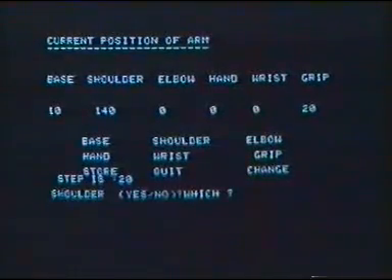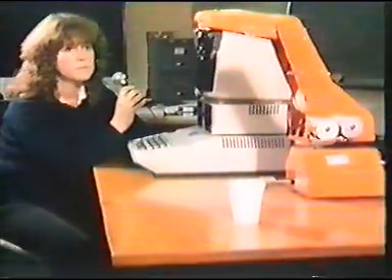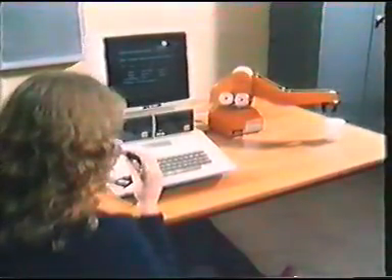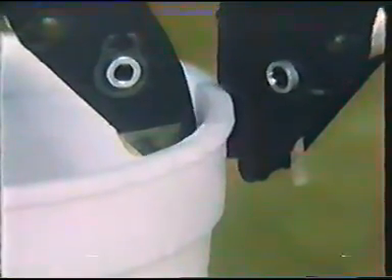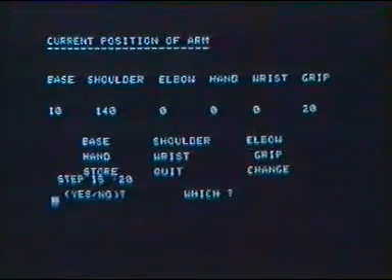The instructions I give the machine will be stored as a single routine. Shoulder. Yes. I can use each instruction to make the arm move a precise amount in any direction I want. Elbow. Yes. Eventually, I finish giving it all the commands necessary to make it complete a routine. In this case, that's reaching over, bending down, and picking up the beaker. Quit. Yes. Once the routine is completed, the arm is then reset.